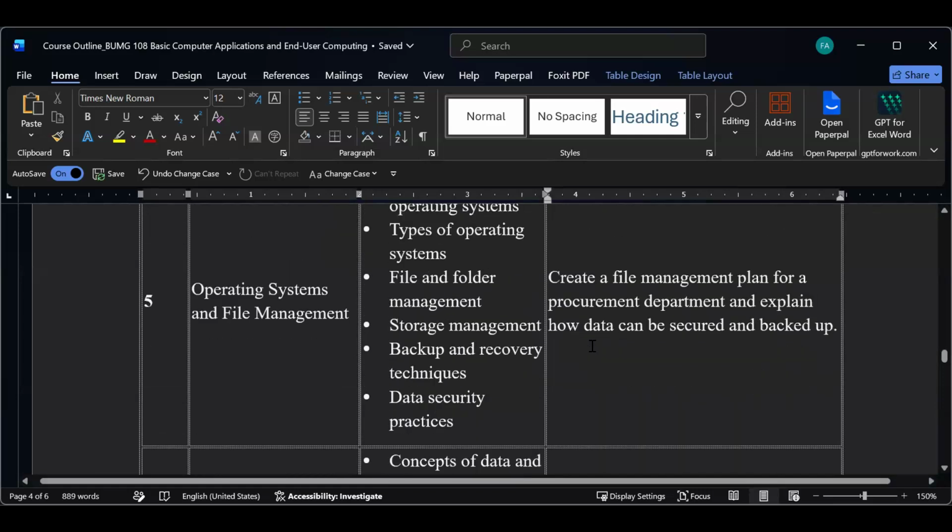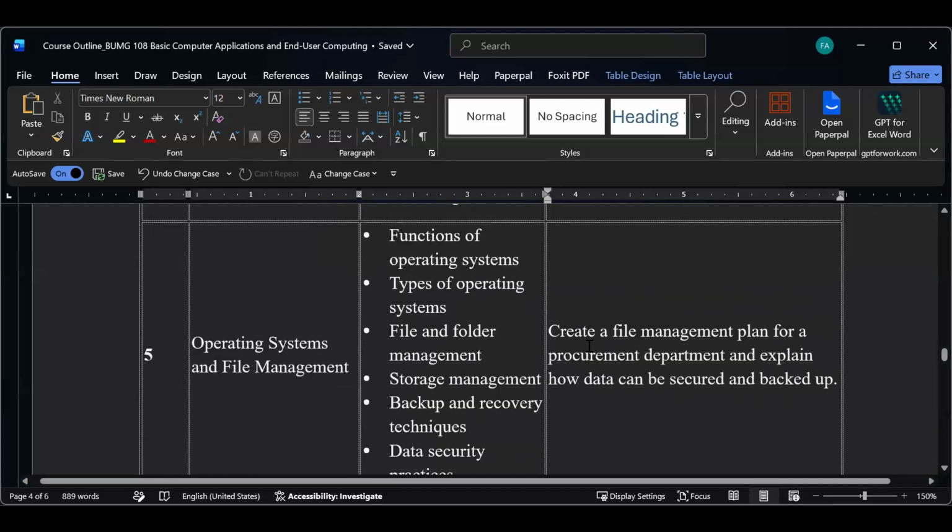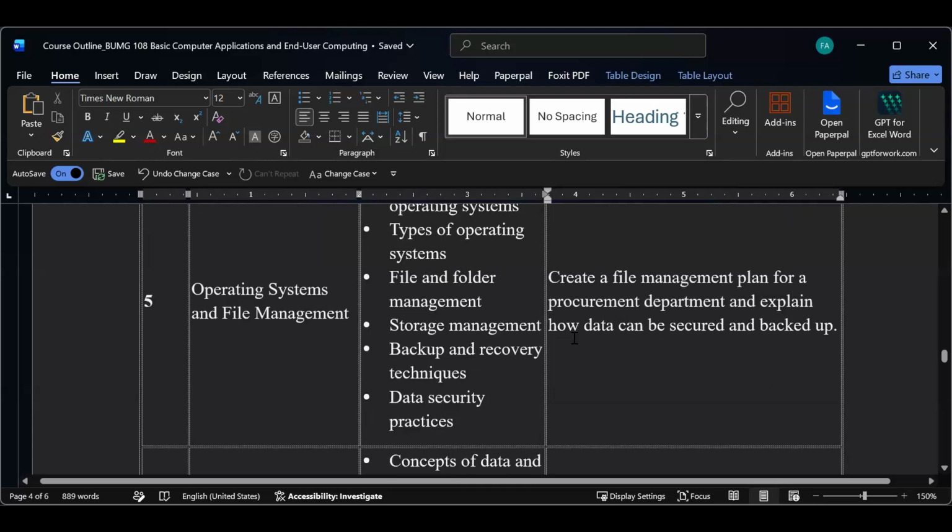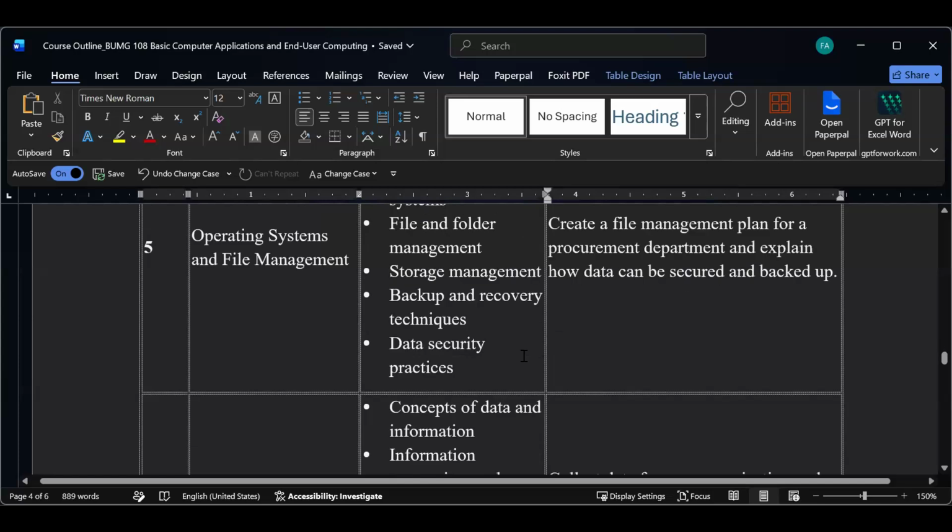Week 5, when we are getting to the middle of the semester, we are going to look at operating system software, operating systems and file management. So we are really diving into the computers: the functions of operating systems, types of operating systems, file and folder management, storage management, backup and recovery techniques, and data security practices.